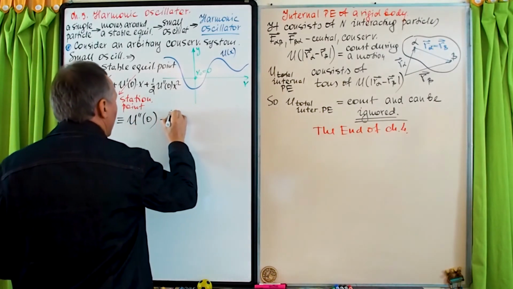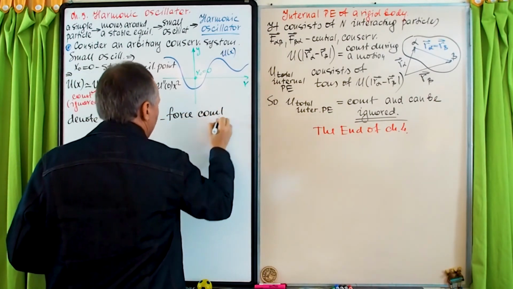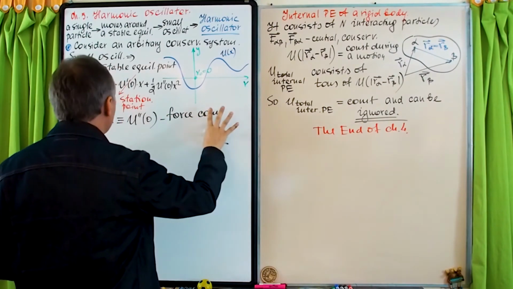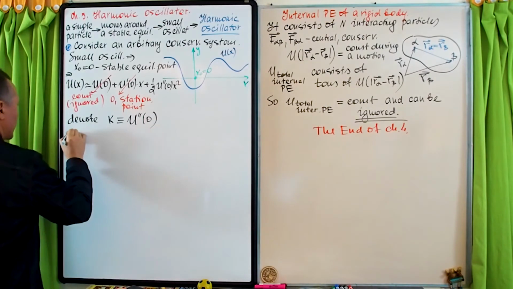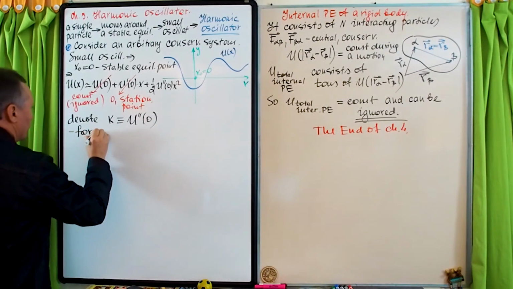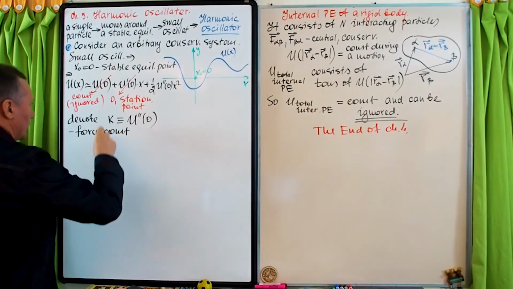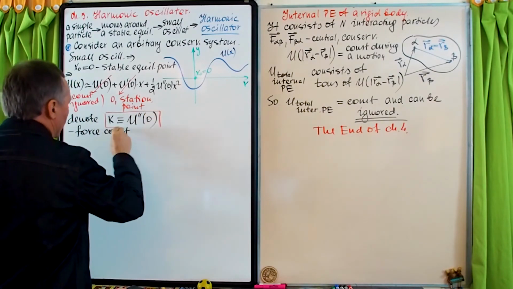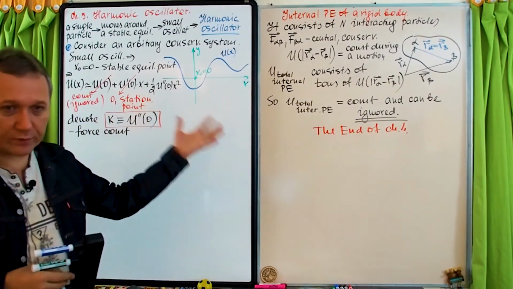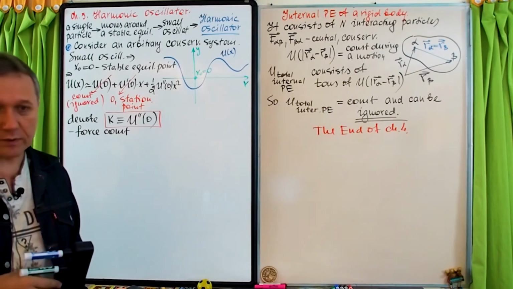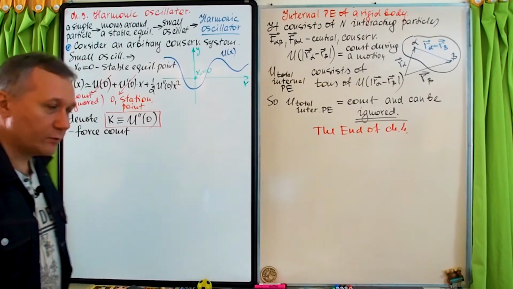Anyway, so force constant. I want to leave this space and write underneath. So this is a force constant. Of course, we need to frame it, because it's very important. Remember, if you have a potential, differentiate it twice and evaluate it around the stable equilibrium point, that's the force constant.